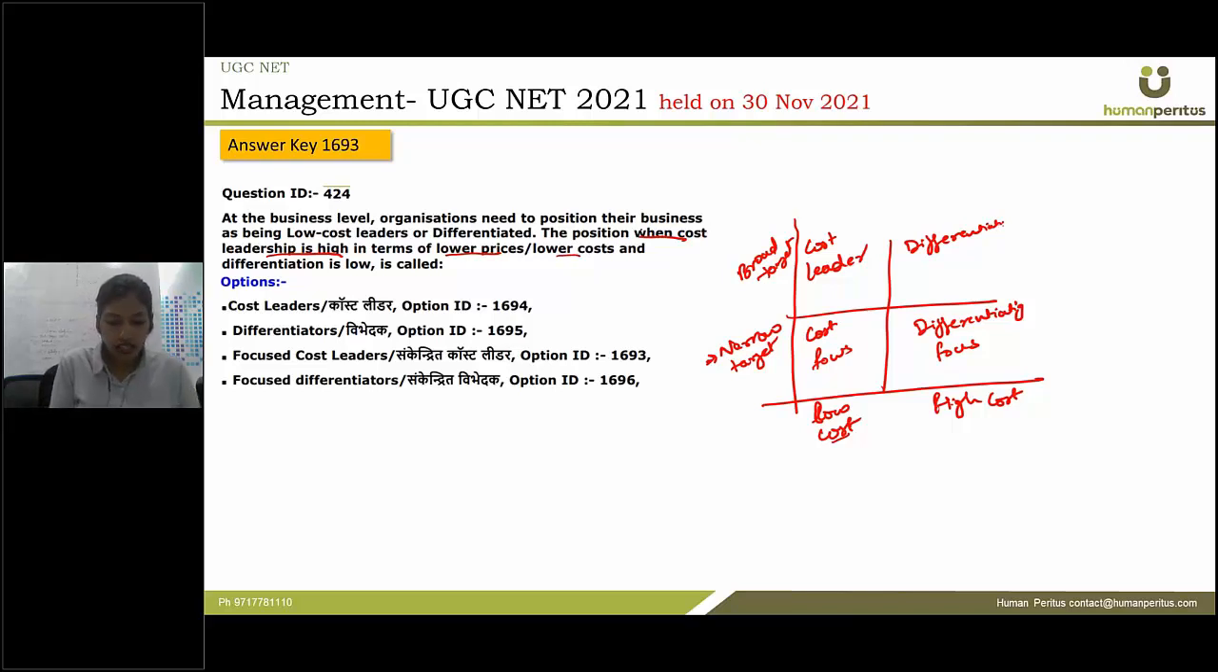So in this case, it is asking where cost leadership is high, that is you have a low cost, or you can say lower prices or lower cost, but differentiation is low. So differentiation is low, that is you have a narrow target, so it is a cost focused market, or you can say you are the focused cost leaders.